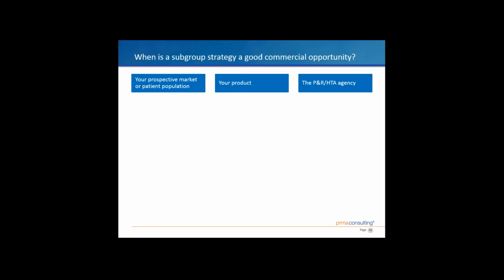Now, I'm going to stylize these into three groups of catalysts. The first is the prospective market or patient population. The second is the product per se. And the third is the market or the agency.